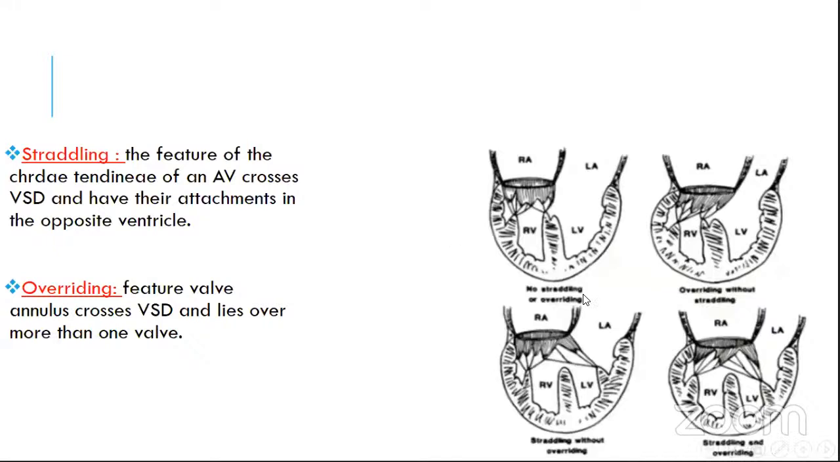So these are the types of atrioventricular valve. Straddling is the feature where the chordae tendineae of the atrioventricular valve cross the VSD and have their attachment in the opposite ventricle, as you can see here. The chordae tendineae have attachment in the LV as well as the RV. Overriding is the feature of the annulus crossing the VSD and lying over more than one ventricle.